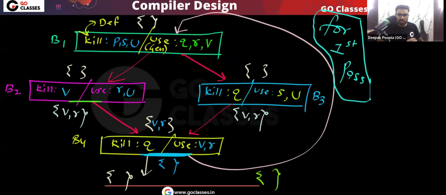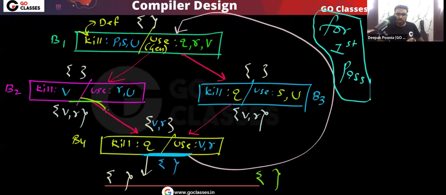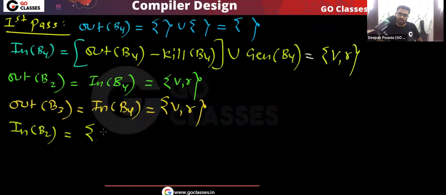Now tell me what will be in of B2? We have out of B2. From this, first you kill, then you generate. First this V will be killed, then you generate RU. So finally we will get RU. So in of B2 we will get RU.